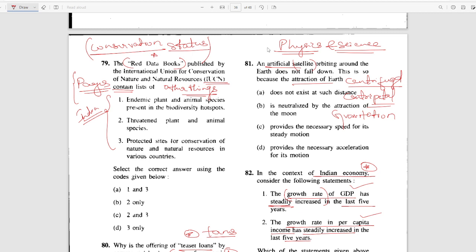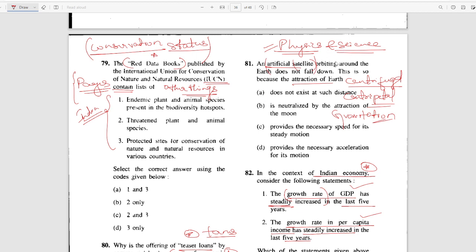What is more important is you have to learn about the basic physics, science, centrifugal and centripetal forces, gravitation, and how the artificial satellites are able to work. And also natural satellites of different planets. For example, which planet has the largest number of satellites, which planet has the least satellites.